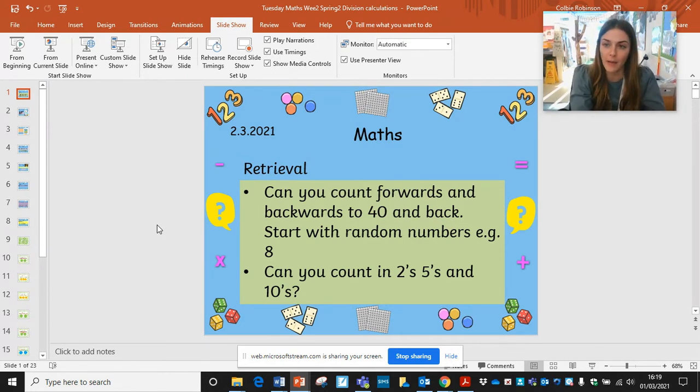So your retrieval is recapping previously learned knowledge and understanding. Can you count forwards and backwards to 40? Remember to go forwards and back. And can you start with some random numbers? Don't always start at 0, don't always start at 40 or 20. Choose some other numbers, a 12, a 13, a 23. Okay, and then can you count in your 2s, your 5s, and practice counting in your 10s, as this will help you with division and multiplication over the next few weeks.